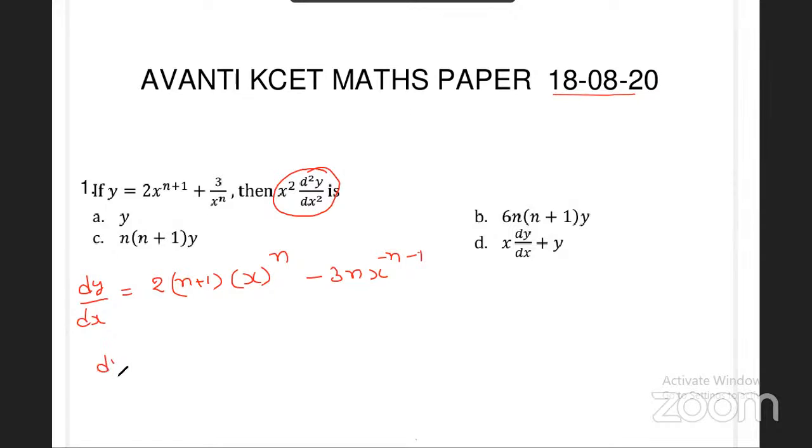If you differentiate one more time, d square y by dx square: the constant stays, you can write 2n(n plus 1) as it is, and you get x to the power n minus 1. And here 3n, you can write with the plus sign, and you'll get n plus 1 here, so x to the power minus n minus 2. Isn't it correct?